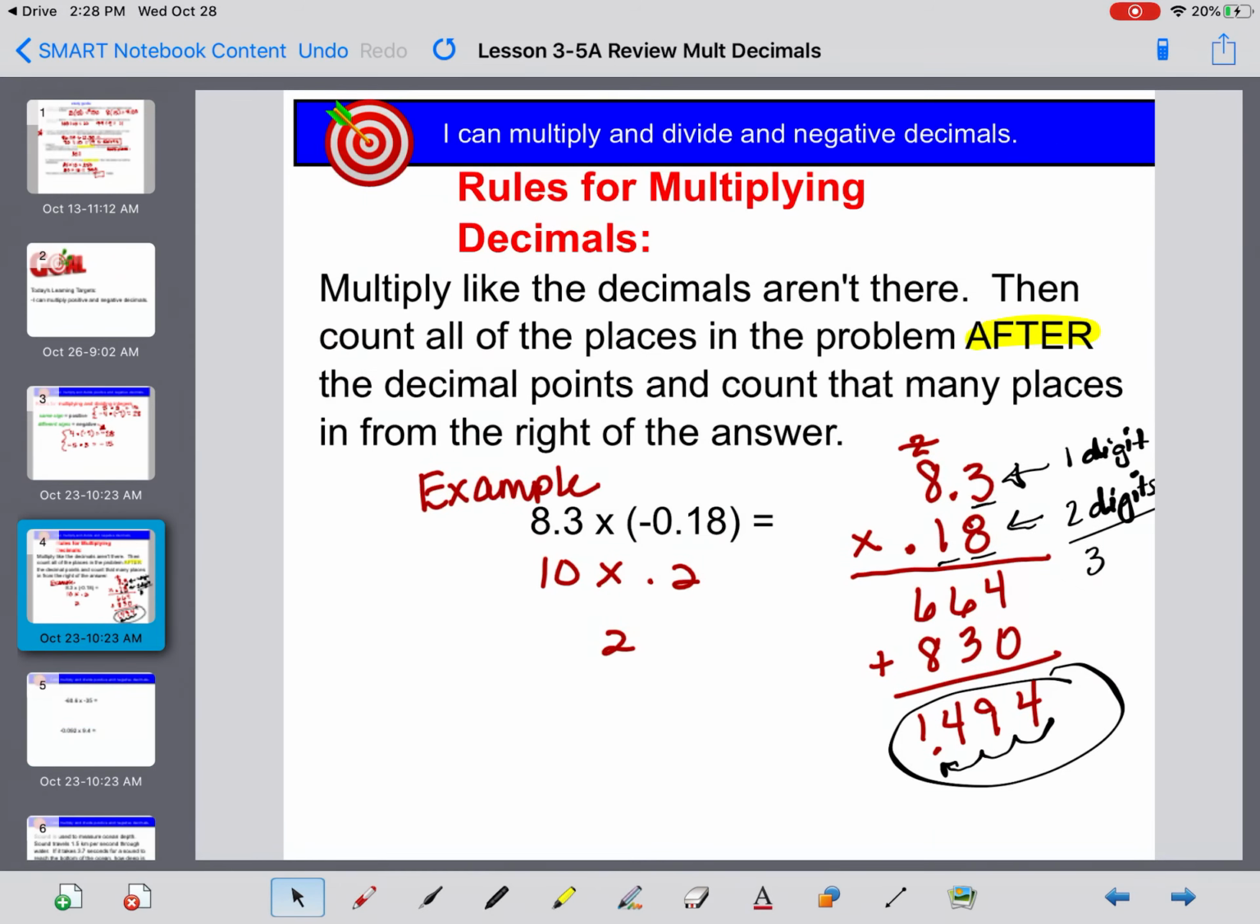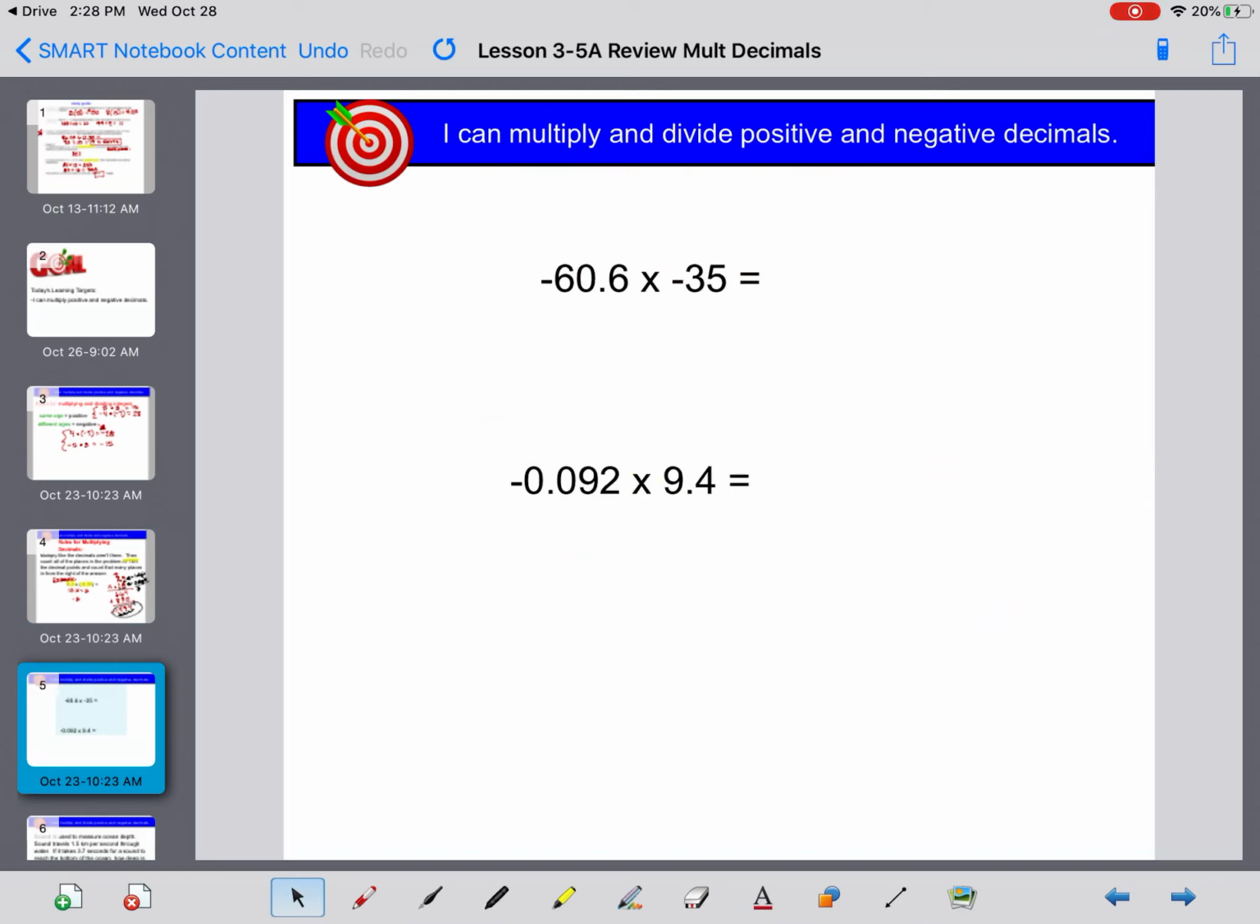Oh, hold on. Do you see I missed something big? This is a positive number. This is a negative number. A positive number times a negative number gives me a negative answer. And so I should have written a negative 1 and 494 thousandths as my answer.